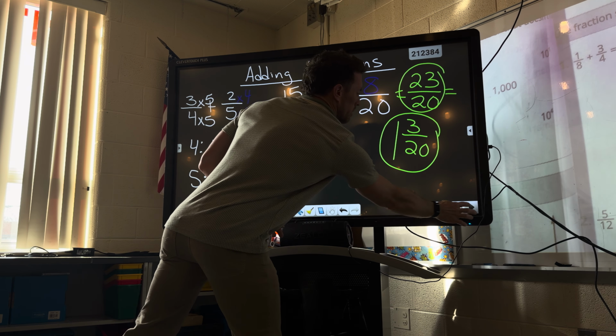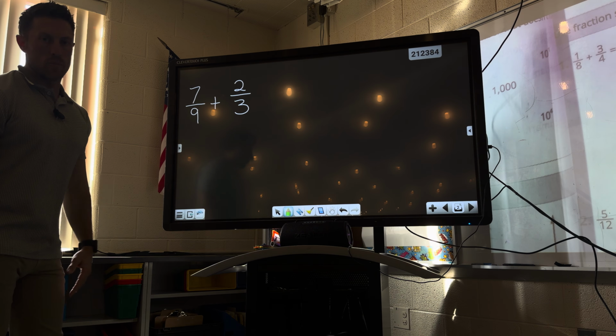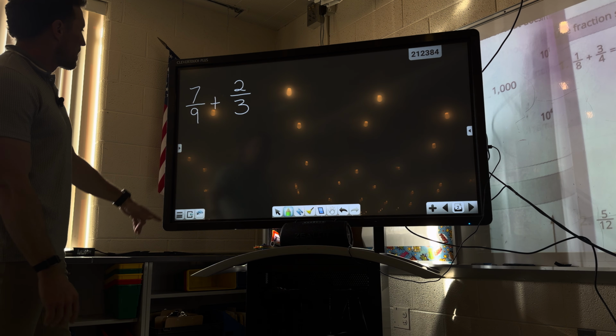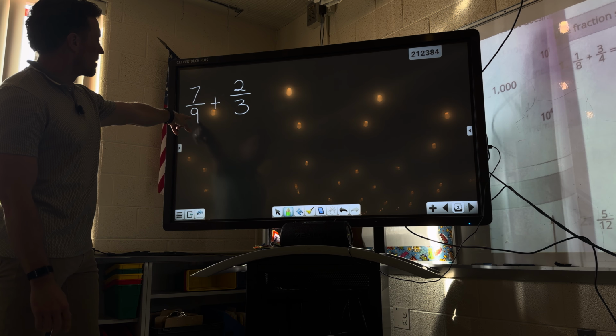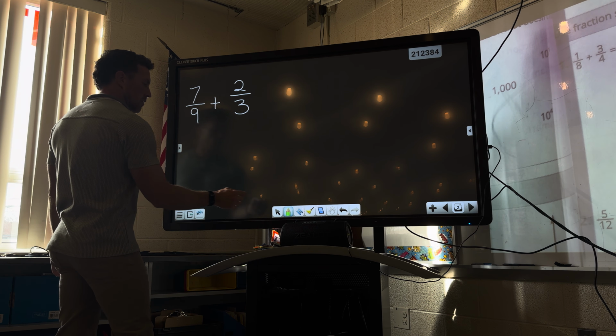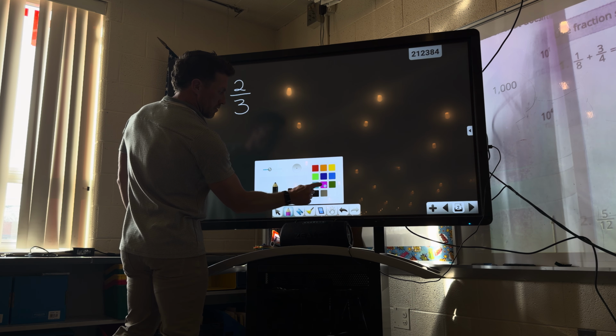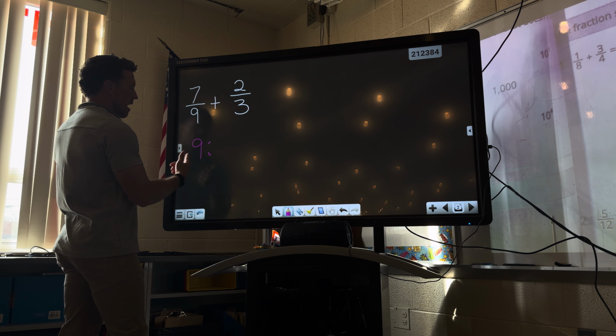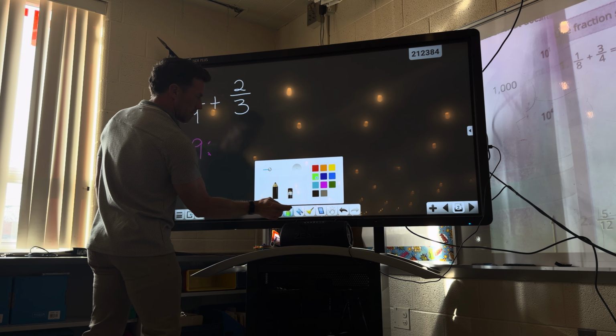Okay, we'll do another one as extra practice. I'll do the same exact steps, just with 2 different numbers. As you can see, my denominators are 9 and 3. I will try to use color-coding just to make this stand out a little bit more. So I have 9, and I will use green for the 3.